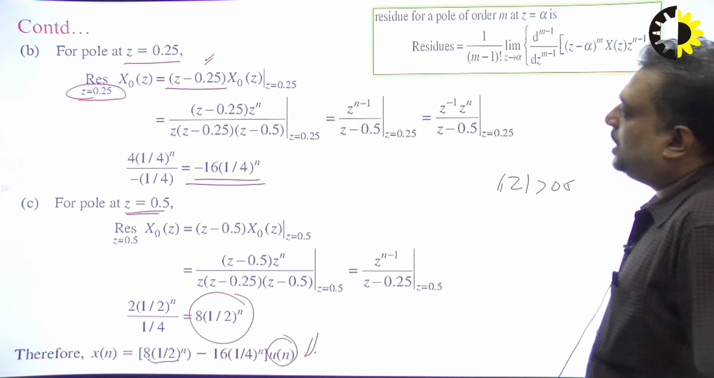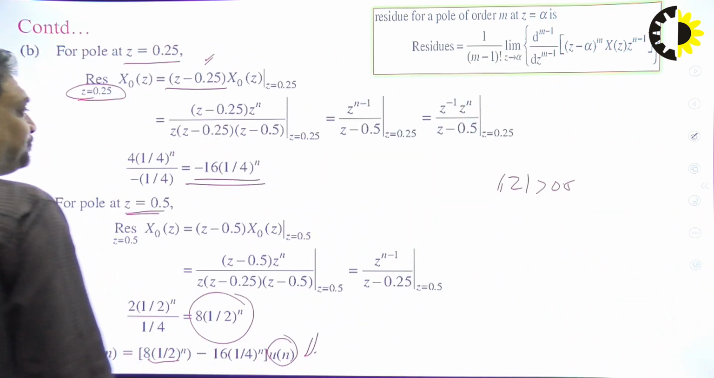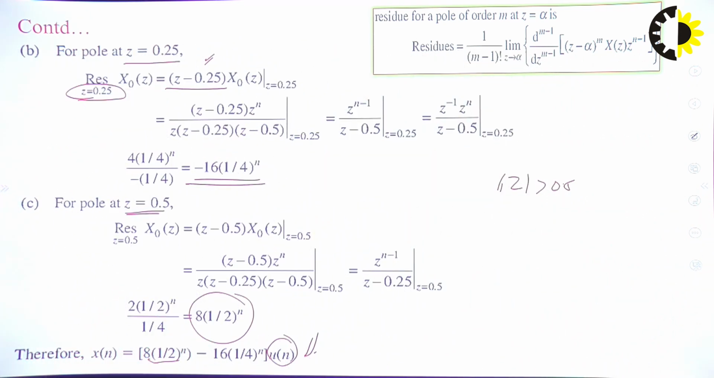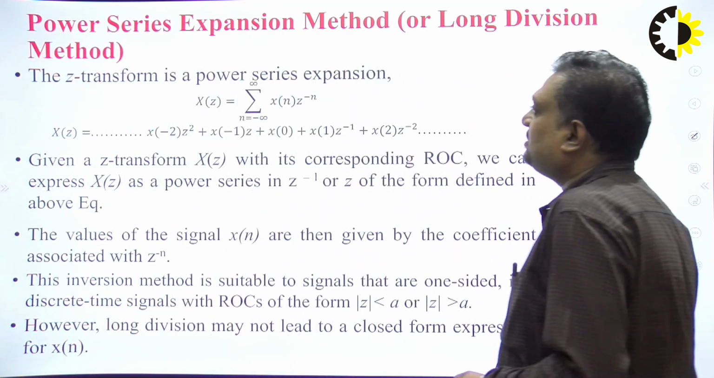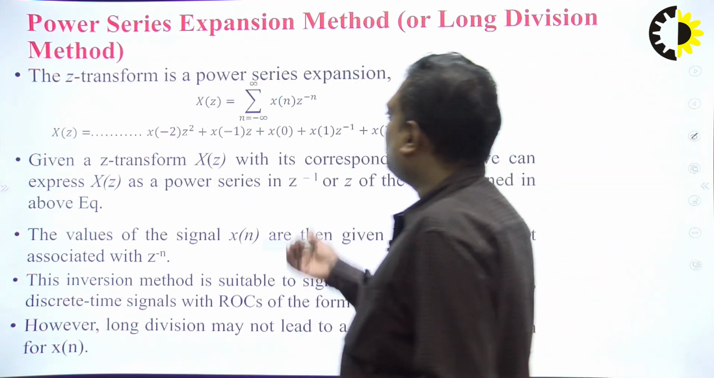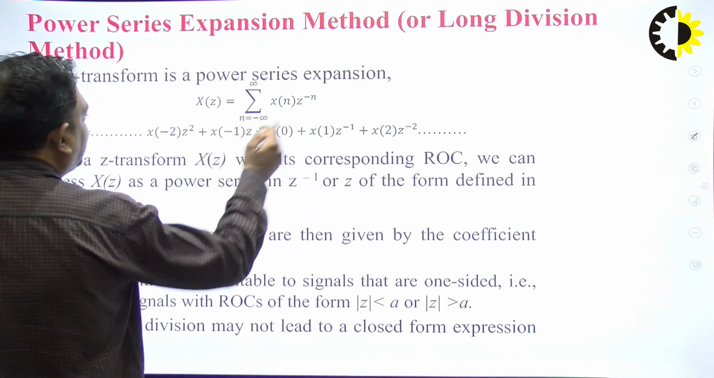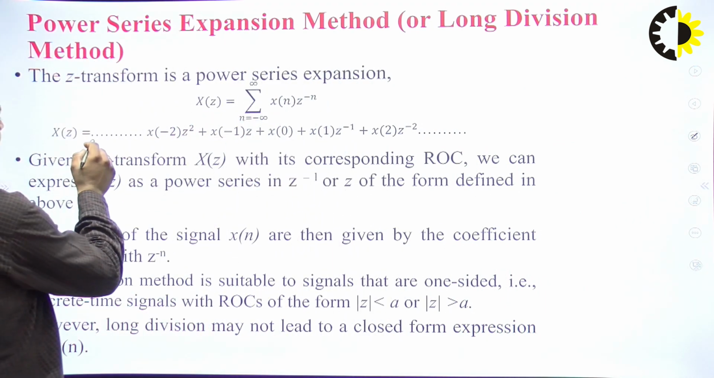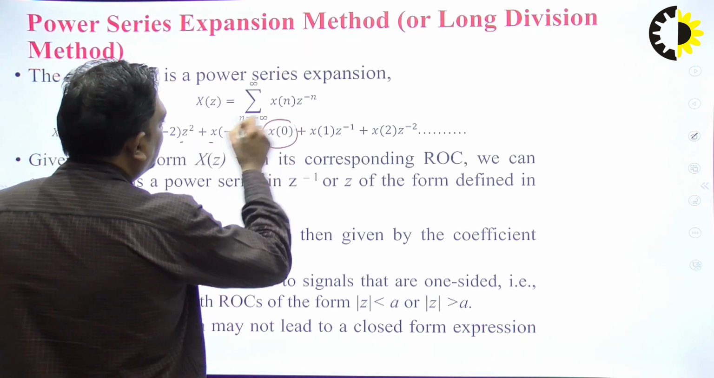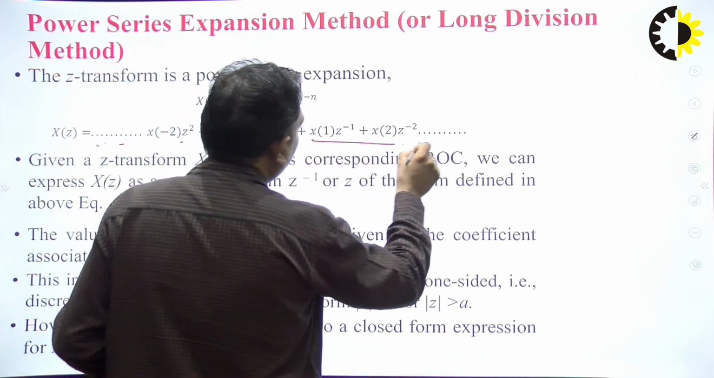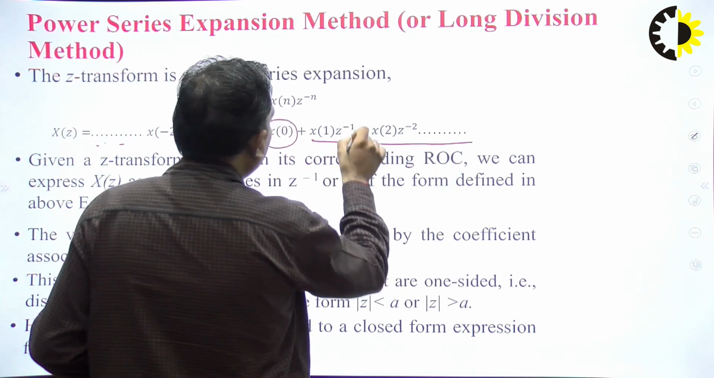So this is your Cauchy residue method. The important thing is that we have to take only those poles which are enclosed by the circle C, and that circle is defined based on the ROC given to you. Now next is the power series expansion method, or long division method. In this case, you know the formula for the Z transform. If you expand it, you will first get the negative powers and positive powers of z, then you will get the value of x at n equals 0, and then the positive values of n and negative powers of z.